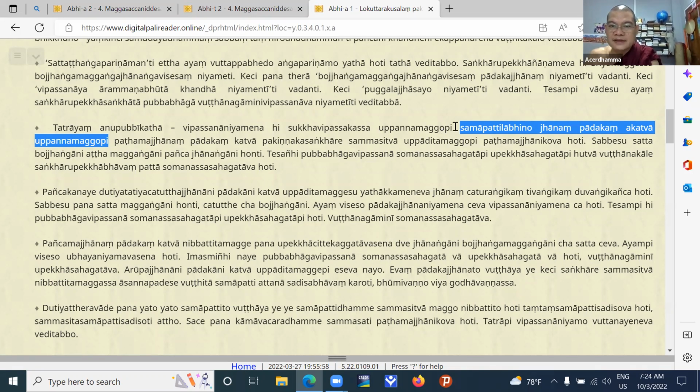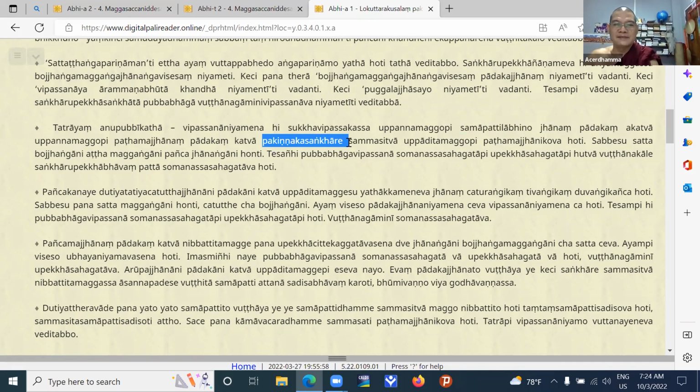But here, the second person, samāpatti-lābhino jhanaṃ pādakaṃ akatvā upanamagopi. For this person, he doesn't take any jhana as base. But then we don't know what kind of object he's taking for the vipassana. So any object, any formation. Yes, pakiṇṇaka saṅkhāra, we have to take pakiṇṇaka saṅkhāra here, the miscellaneous formation, any kind of object.